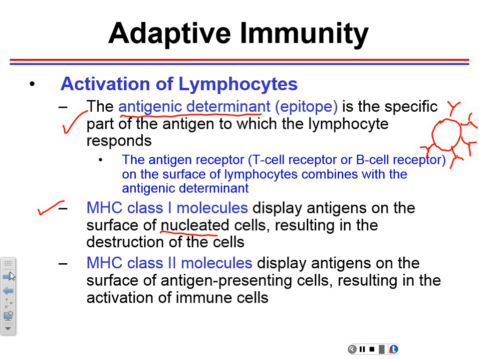Okay, so that's MHC1. And this will be important when we start to talk about activation of helper T cells, activation of B cells, and formation of antibodies. So that's going to be important.